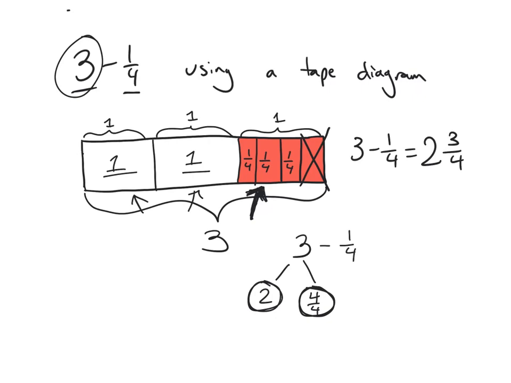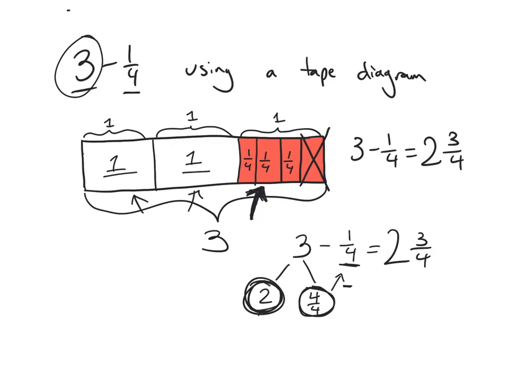And what this allows me to do is subtract 1/4 from 4/4. So if I do that, 4/4 minus 1/4, I'm just subtracting right here. 4/4 minus 1/4 is 3/4. And then I have this 2 that nothing gets subtracted from. So I get the answer of 2 and 3/4.